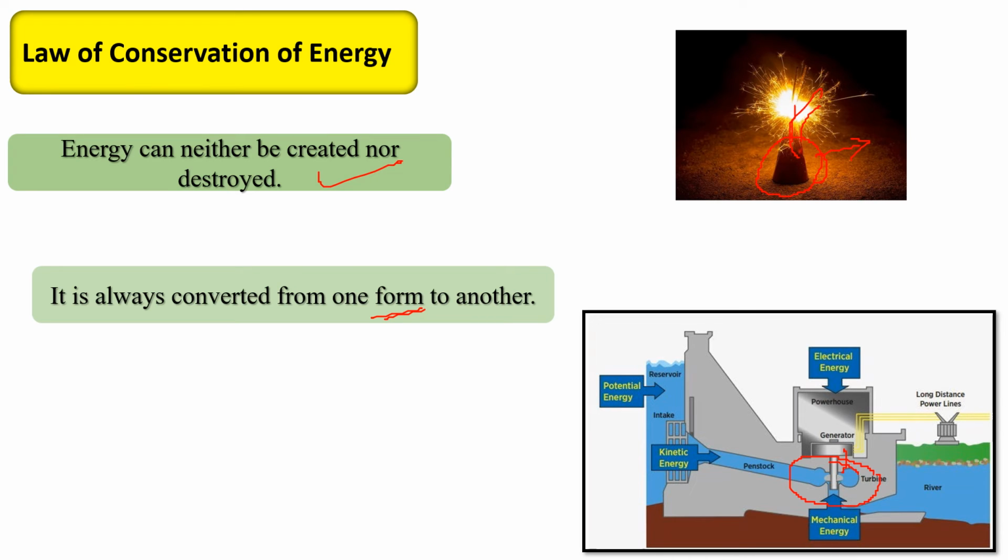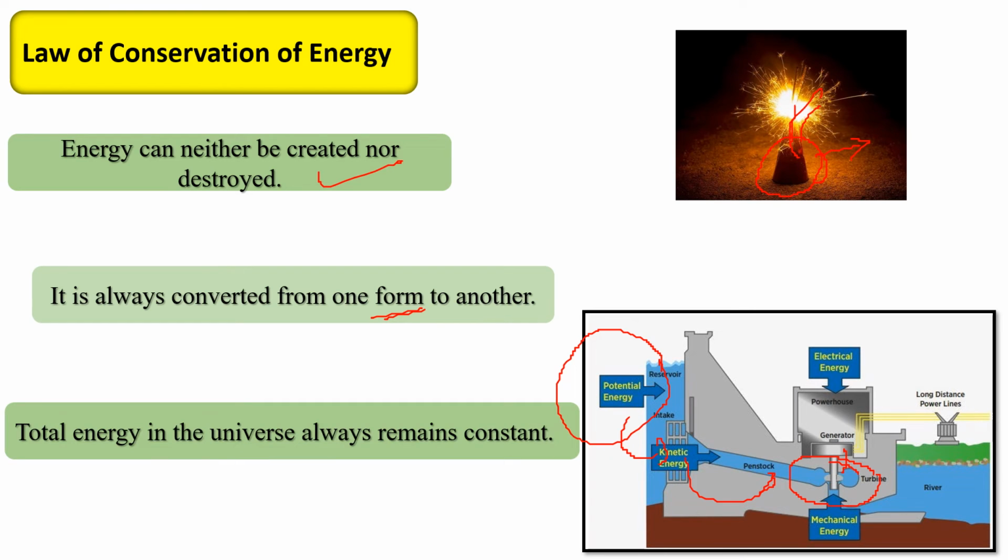So once again, we are not creating any energy. The same energy is being converted into different forms, because of which the total energy in the universe always remains constant. We are not getting any new energy from nowhere. We already have energy in one form and then we are converting it into another form, because of which the total energy in the universe always remains constant.